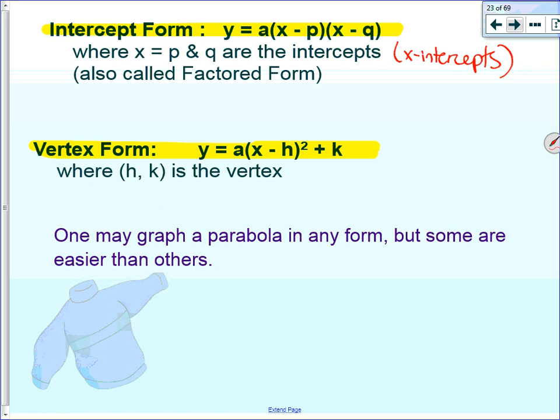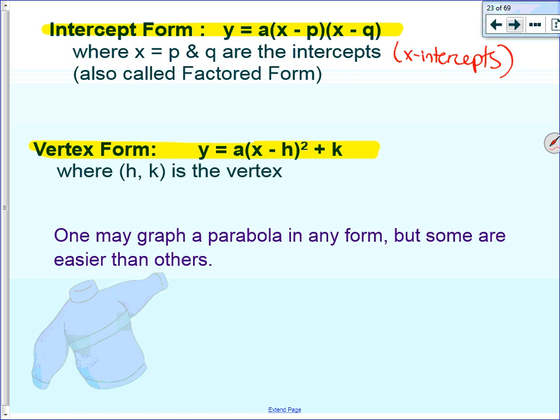Then we have what is called vertex form. Vertex form tells you the vertex of the parabola. Now the vertex of the parabola is the point in the parabola in which you change directions. So it can also be called the apex of the parabola. So when you think of like the Angry Birds, this is the vertex right here. So it's the point in which the bird goes from increasing its height to decreasing its height.